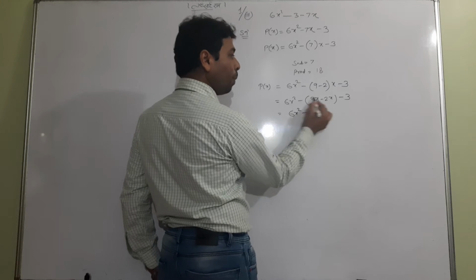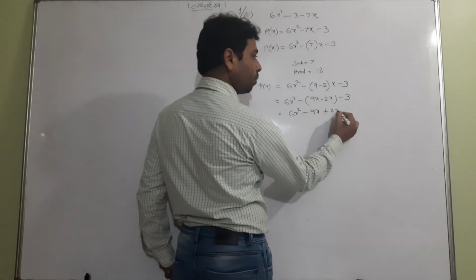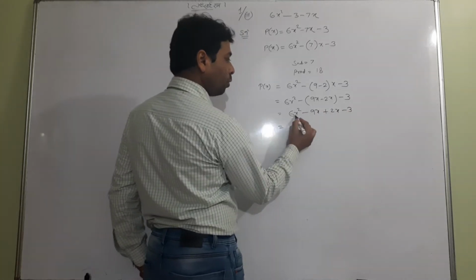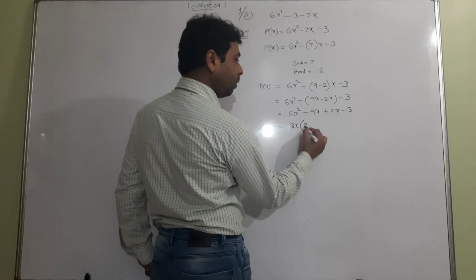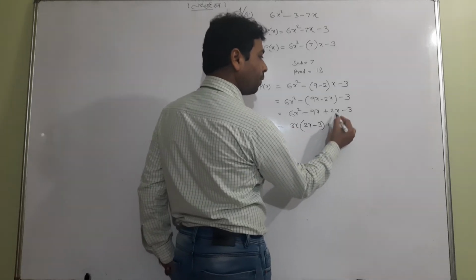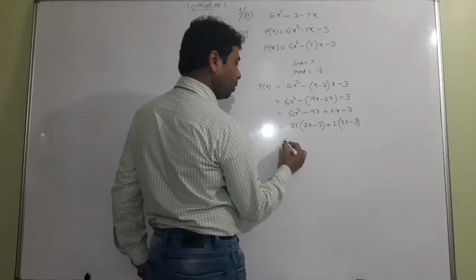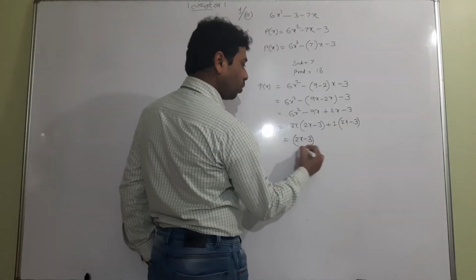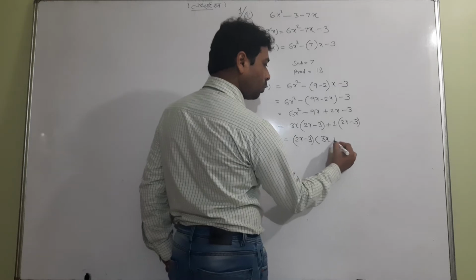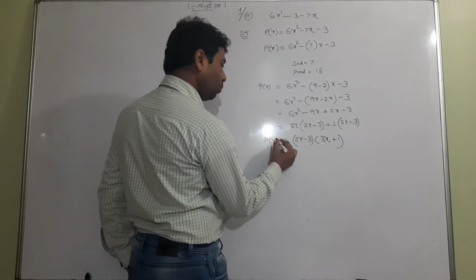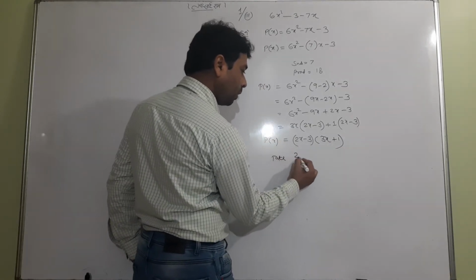Then lastly, open the bracket. Take out 3x common. What remaining? 2x minus 3. If nothing is being common, 1 is always present there. Same as it is. 2x minus 3 is a common quotient. So 3x plus 1 is being here. And what to do? Take option, guys.